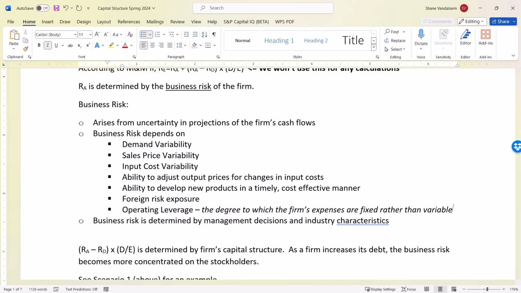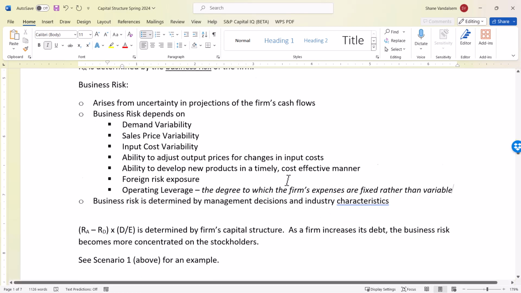With a fixed expense, say all the McDonald's employees were on salary, it wouldn't matter. They couldn't adjust without firing people; they couldn't adjust their operating expenses based on a decrease in the demand for their products. So business risk is determined by the management decisions and industry characteristics.